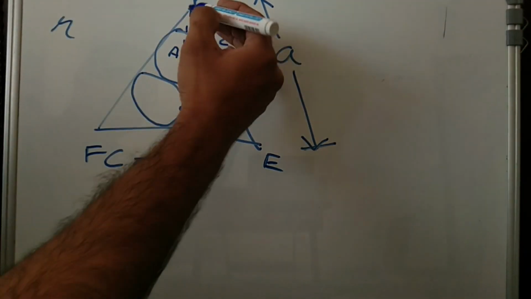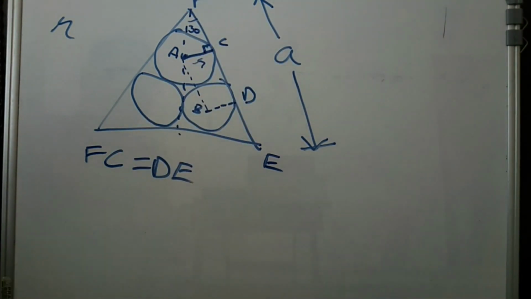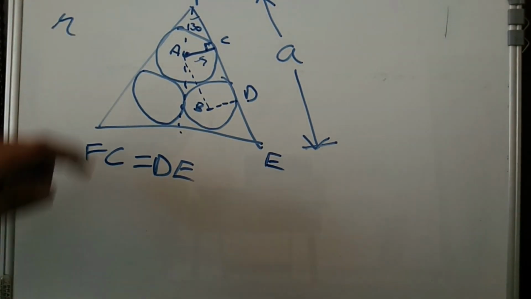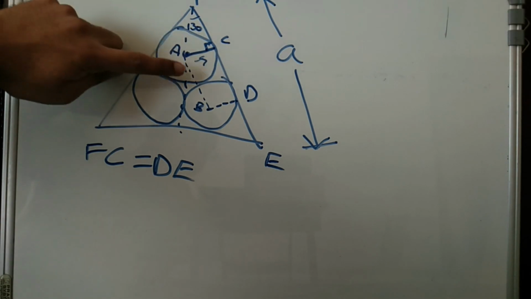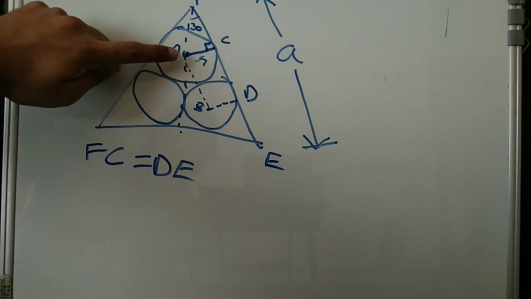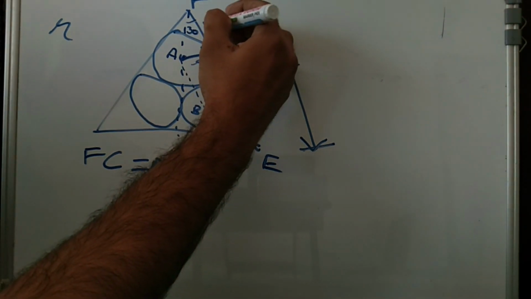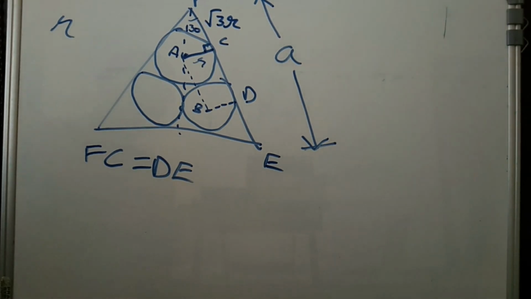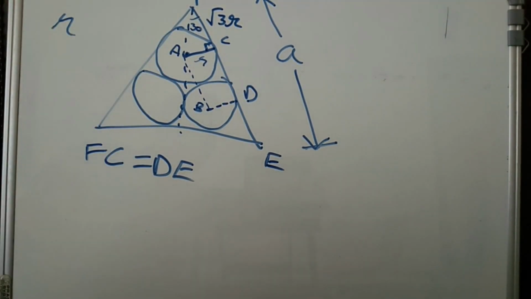Okay, this would be 30 degrees, so this would be 30 degrees. Okay, and this will be 60 degrees. Okay, so the side opposite to 30 degrees is R, so the side opposite to 60 degrees would be root 3 R. Okay, root 3 R. So the length of FC is root 3 R. Okay, so I just found it quickly from the 30 60 90 triangle relation.